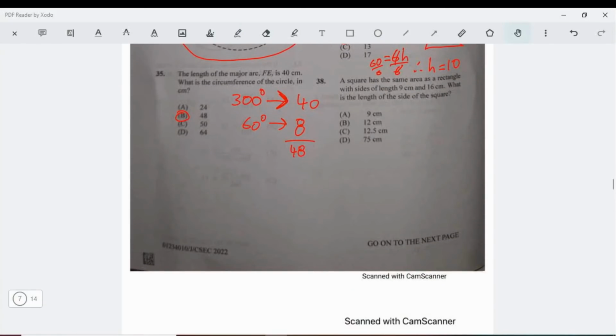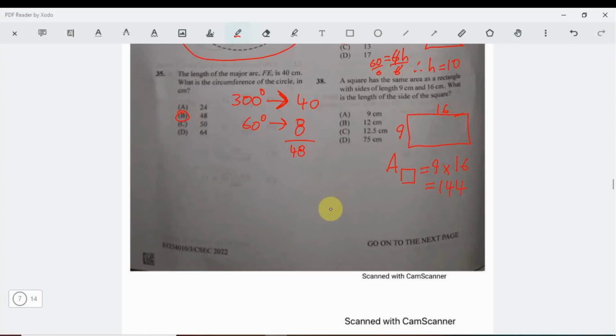Question 38. It says a square has the same area as a rectangle with lengths 9 cm and 16 cm. What is the length of the side of the square? So first thing is the rectangle right here. It has sides 16 and 9. 16 times 9 is 144. So the area of the rectangle would be 9 times 16, which is 144.